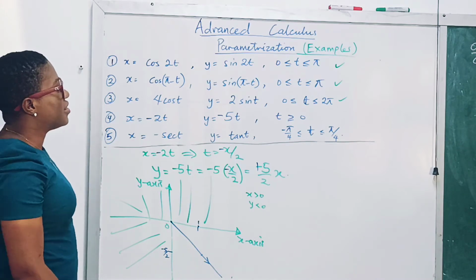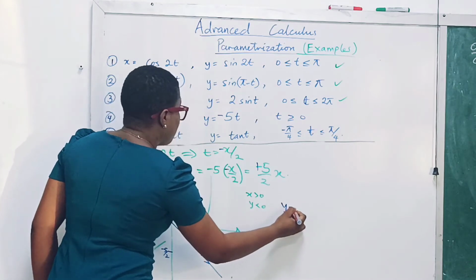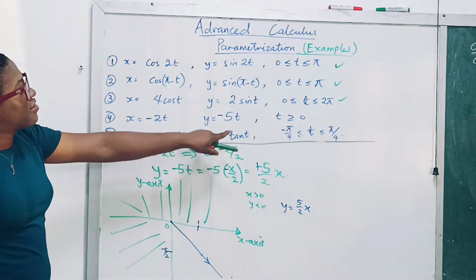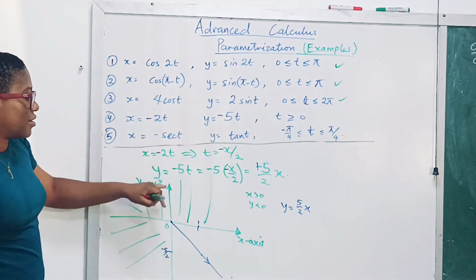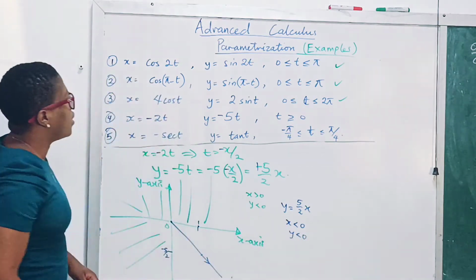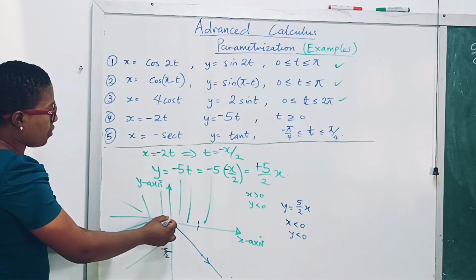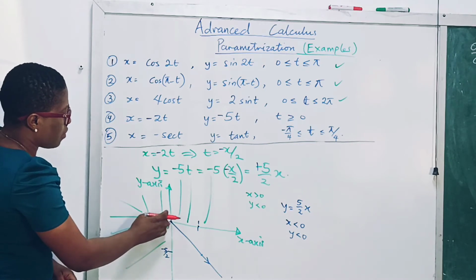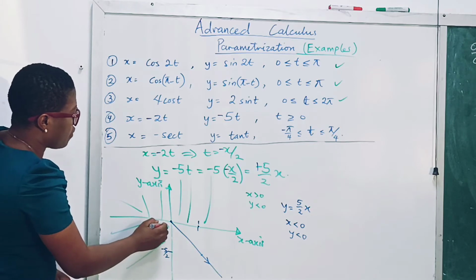We have that y is equal to 5 over 2x. But since t is bigger than 0, we have that x is less than 0. Y is less than 0. X is less than 0. Y is less than 0. And then we'll have third quadrant. Yes. That's the third quadrant. You have to be careful.